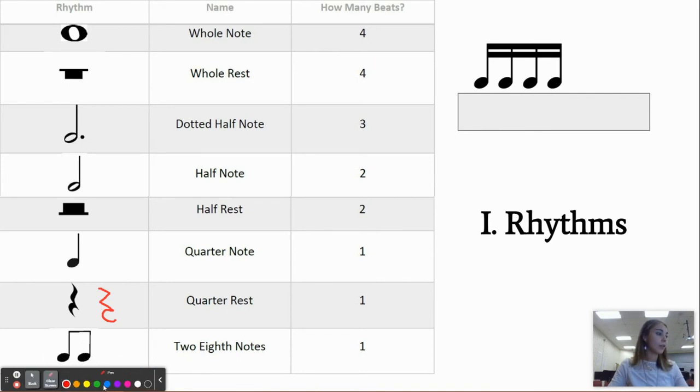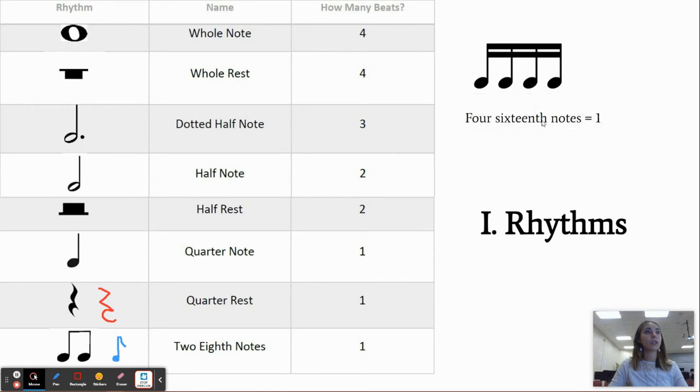Remember, 1 eighth note would look like this, colored in, and then it has a little flag. That would be 1 eighth note. And then our last one here, those are 4 16th notes. 1, 2, 3, 4. That still equals 1 beat. 4 16th notes put together, beamed together with 2 beams, make sure there's 2 beams there, equals 1, just like 2 eighth notes equals 1.